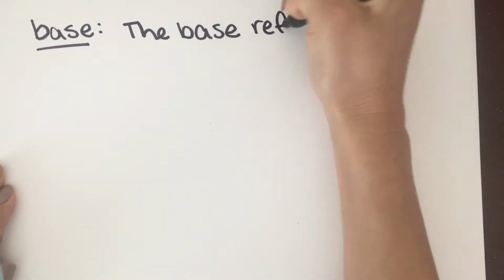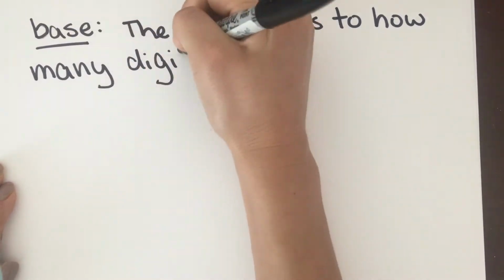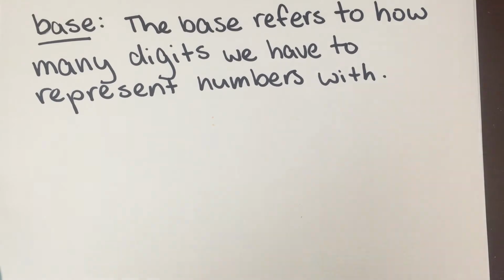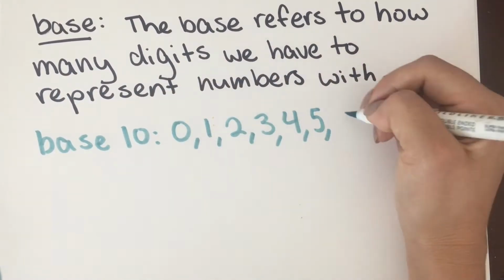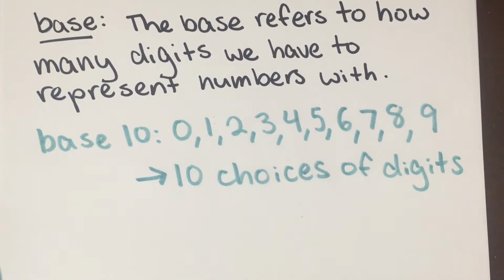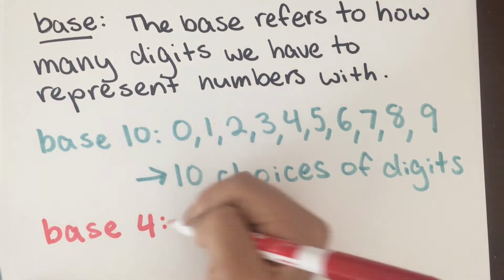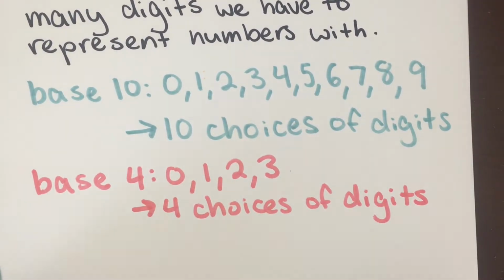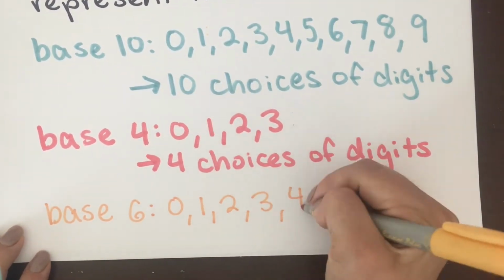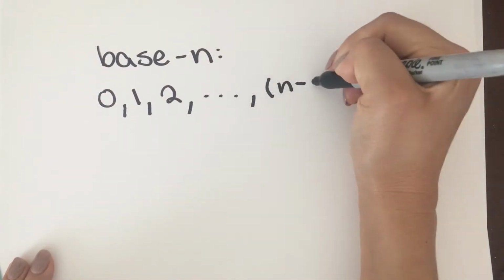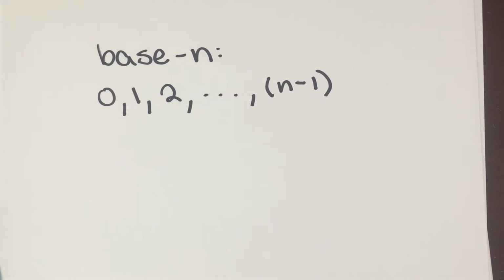So the base refers to how many digits we have that we can represent numbers with. In base 10, we would have the digits 0, 1, 2, 3, 4, 5, 6, 7, 8, and 9, which is 10 choices of digits. In base 4, we would only have 0, 1, 2, and 3, meaning 4 choices of digits. And in base 6, we have digits 0 through 5, which is 6 choices of digits. In base n, this means we have digits 0 through n minus 1, so that we have n digits.